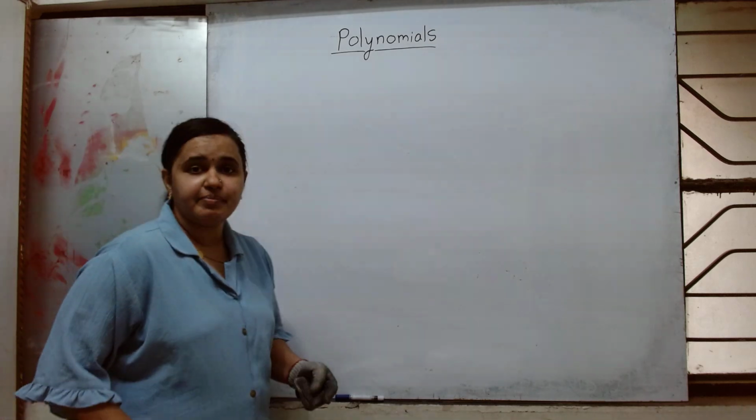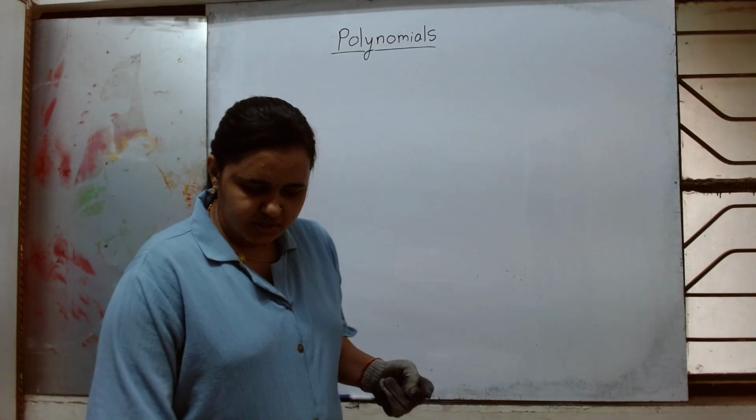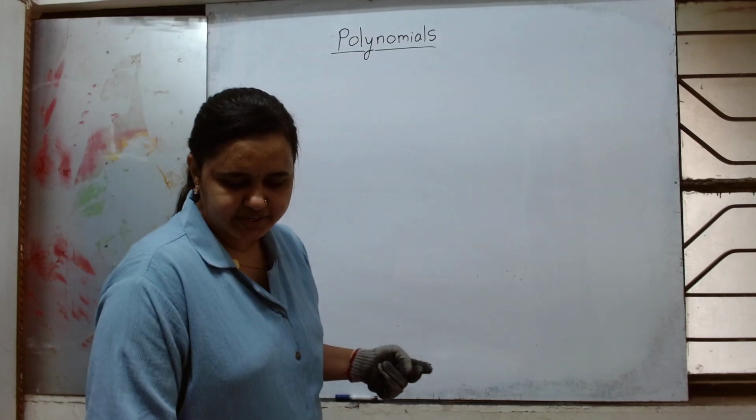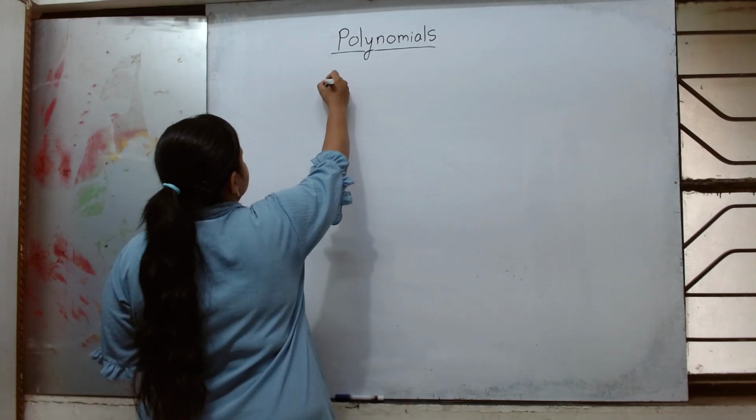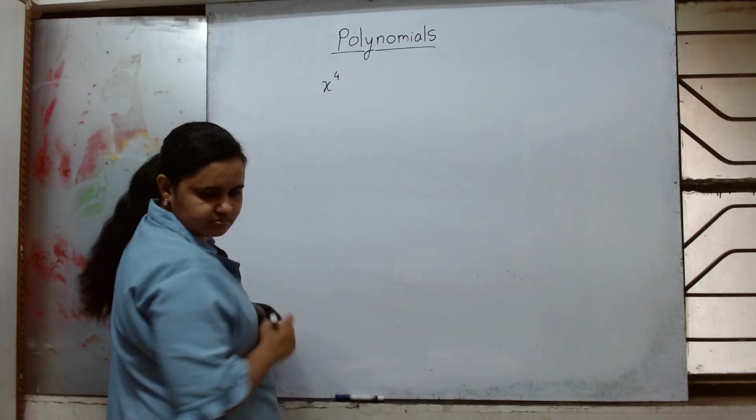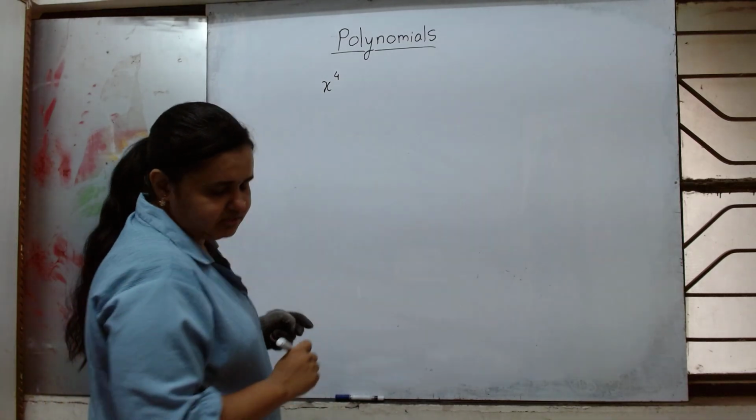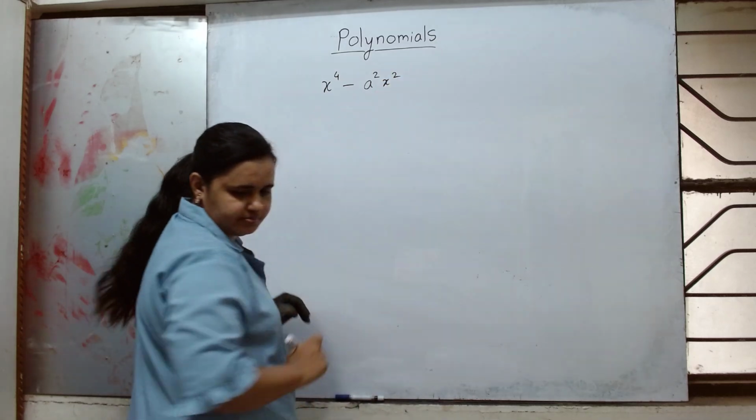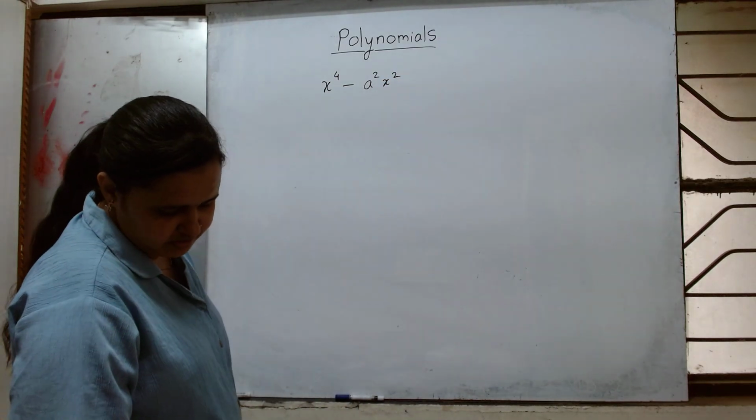Now 14th, matrix match time. Let us see A. If x plus A is a factor of x to the power 4 minus A square x square plus 3x minus 6.